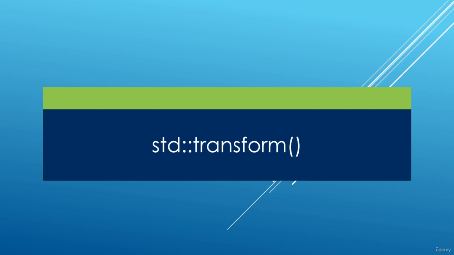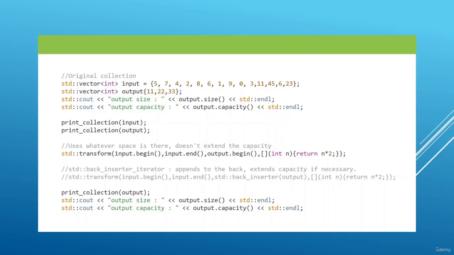In this lecture, we're going to learn about the std::transform algorithm. This is an algorithm that can take a transformation and apply that to each element in our collection. Here we have a bunch of examples. We have our input data, which is going to be the input vector, and we have our output collection, and we want to apply a transformation to the input collection and put the output in our output collection here.